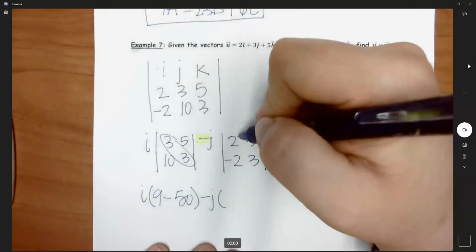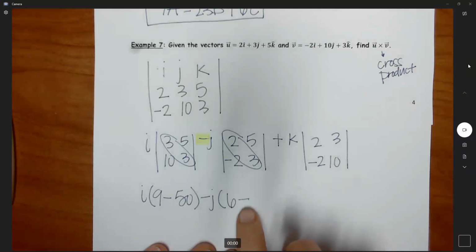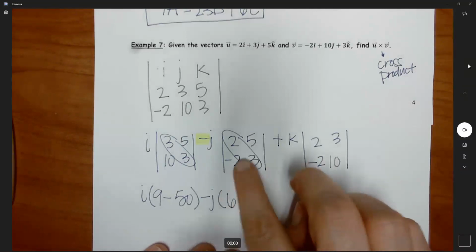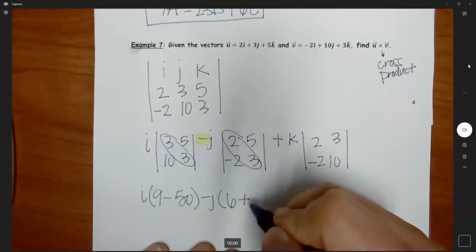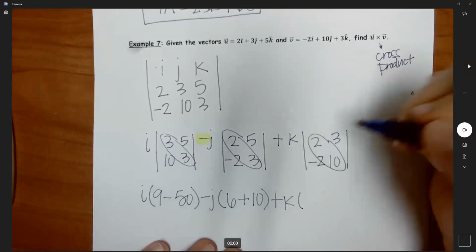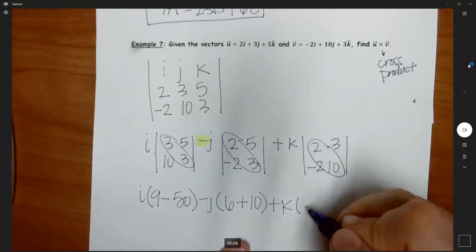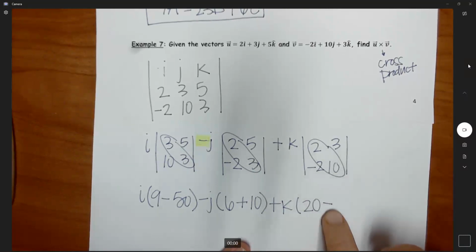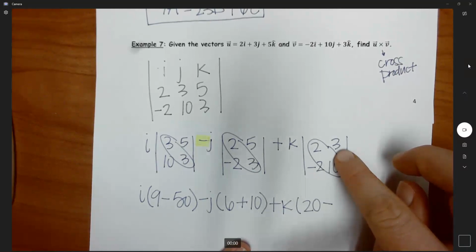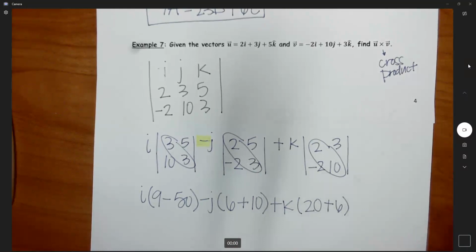minus j times 2 times 3 is 6, minus, again, formula, -2 times 5 is -10, so -10 times a negative makes us a positive 10. And then plus k, we've got 2 times 10 here, which is 20, minus from my formula, -2 times 3 is -6, so minus a -6 becomes a positive 6.